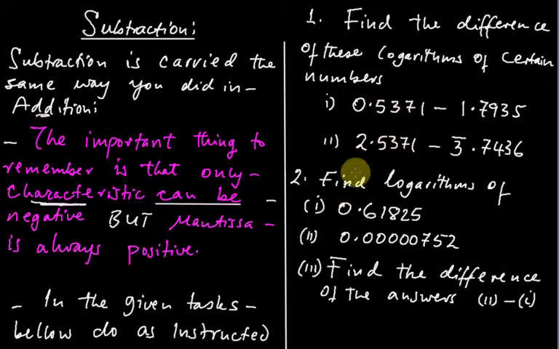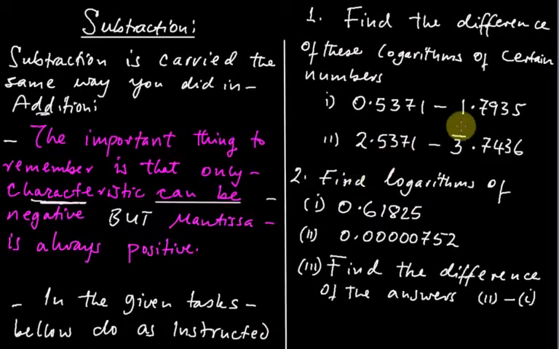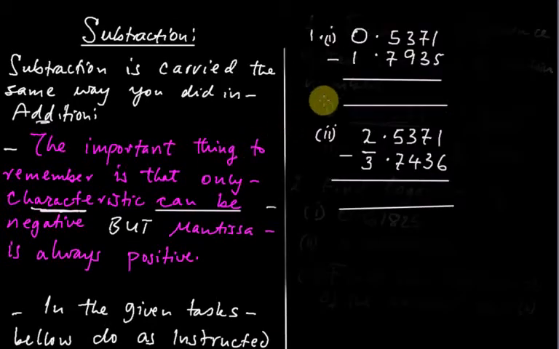examples here together. Number one is find the difference of these logarithms of certain numbers. So it means that these are logarithms of numbers. These are not numbers, but they are logarithms of certain numbers. They are given in this way. So I have to carry this out. Okay, now when we arrange them, we have something like this.